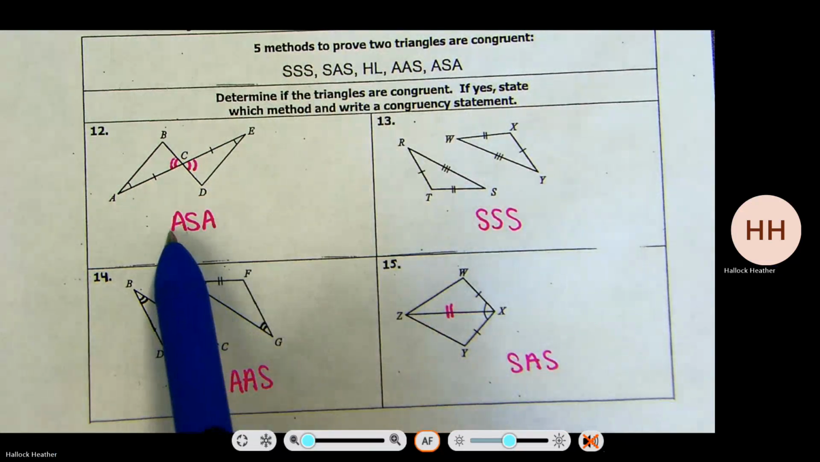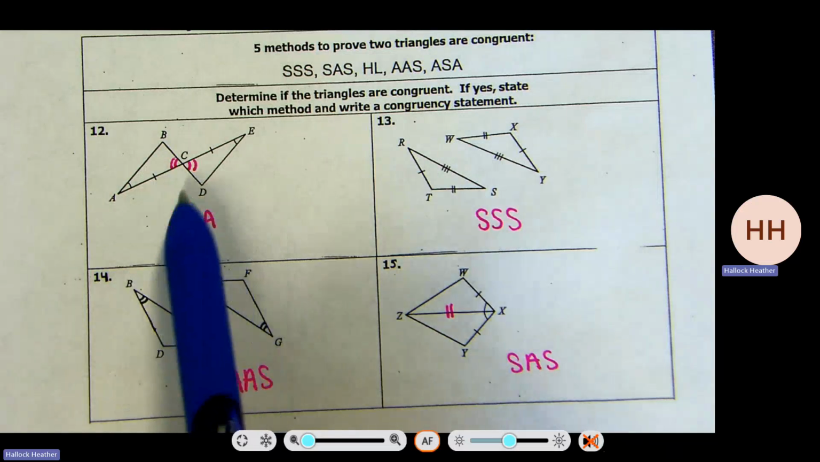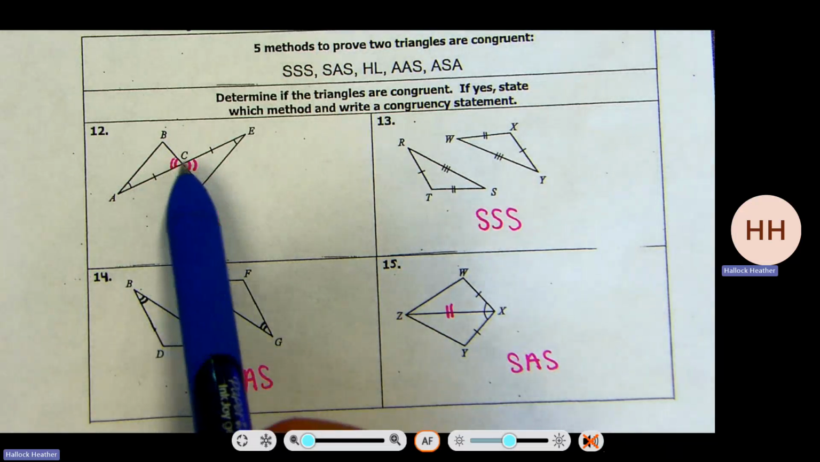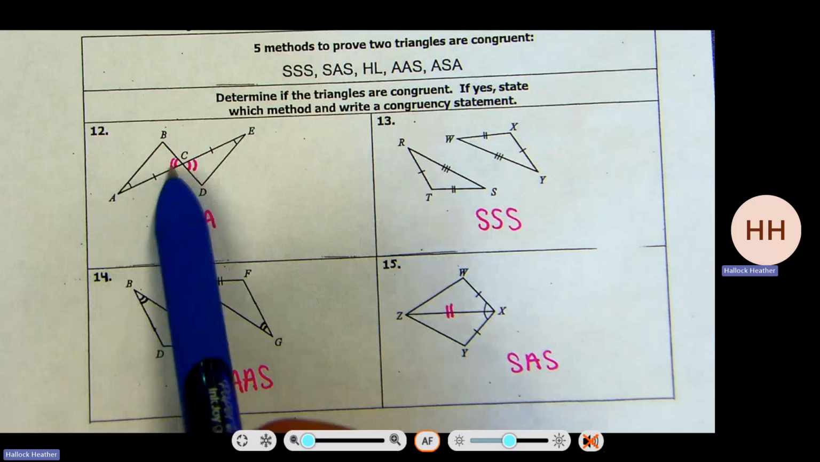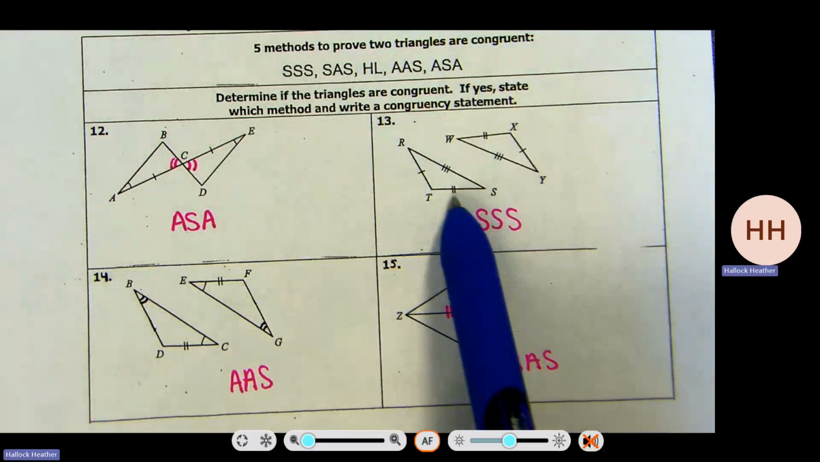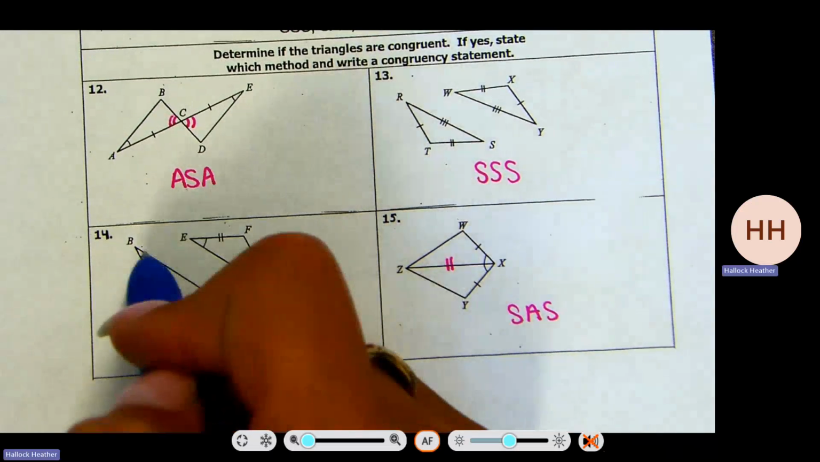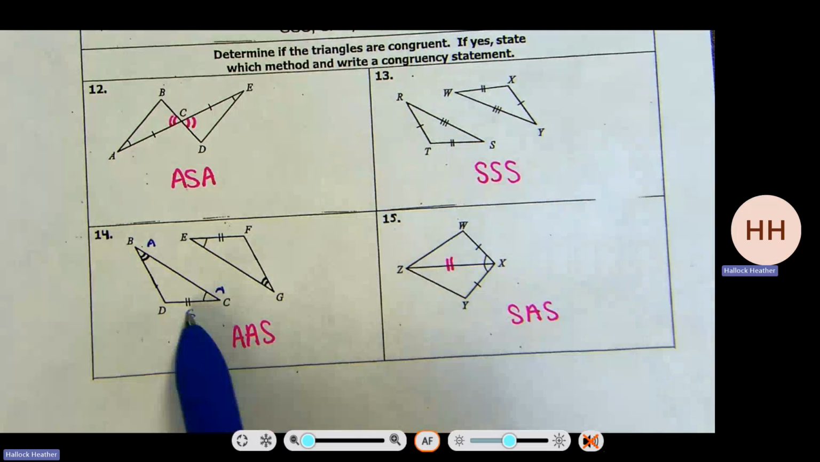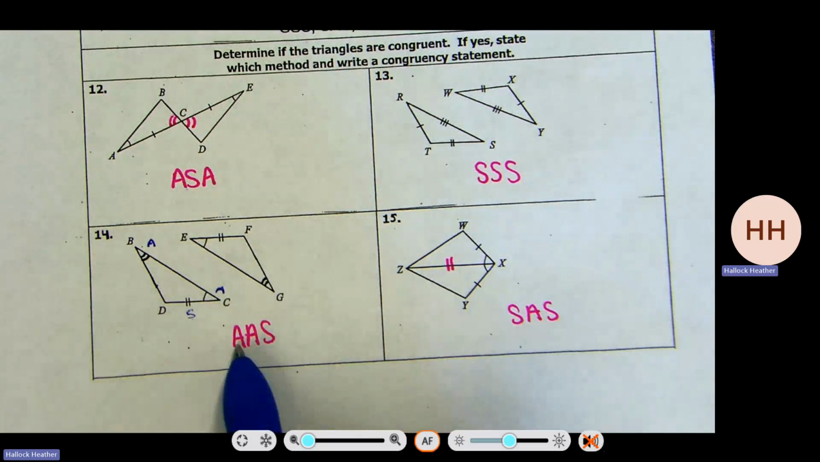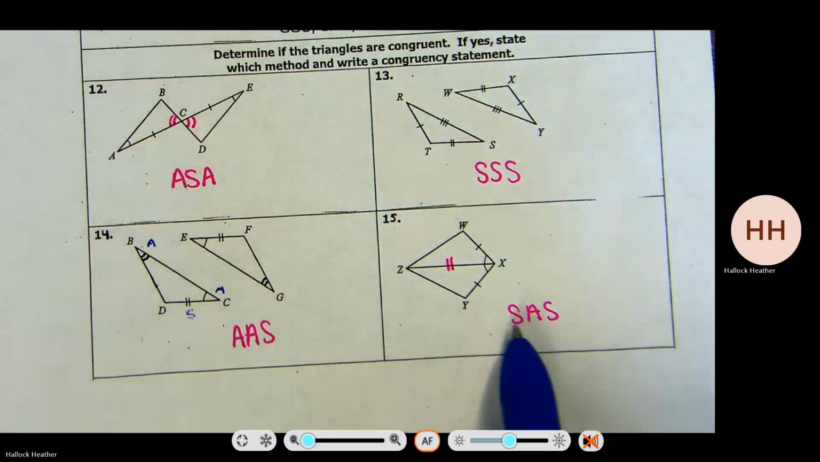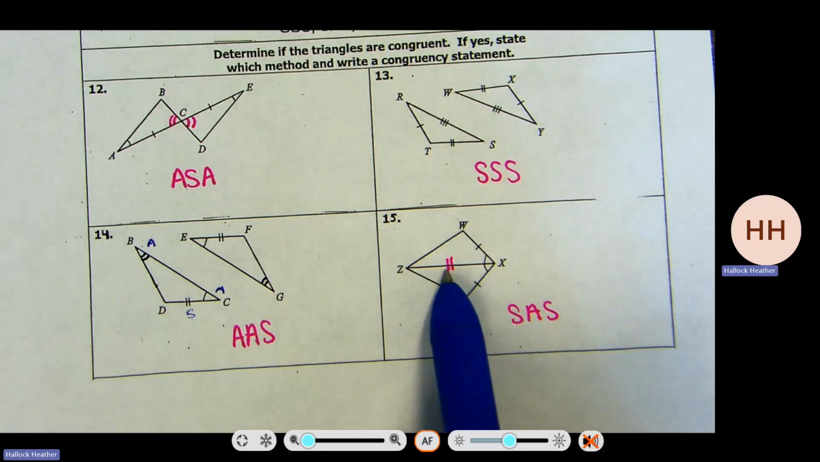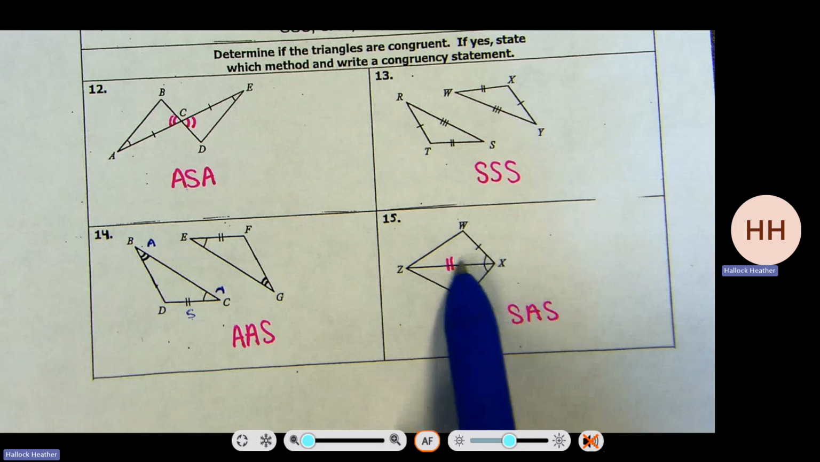So angle side angle, because the side is between the angles, I could add in a vertical angle here. The side is between them. So S is in the middle. This one's just side, side, side, because all I have is sides. This one, I have angle, and I have side. The S is not between the angles, so angle, angle, side. And this one, I can add in a reflexive property. Reflexive property means that they share a side. So side, angle, side. The angle is between the sides.